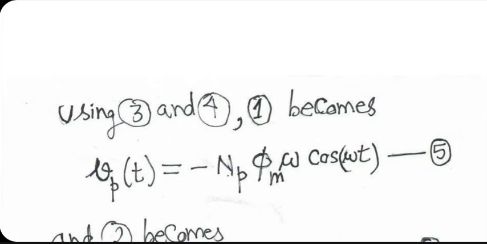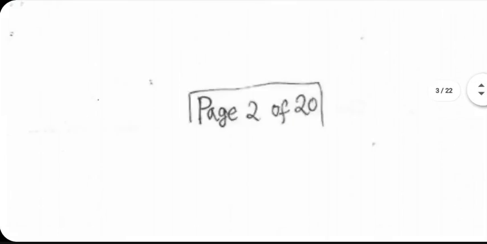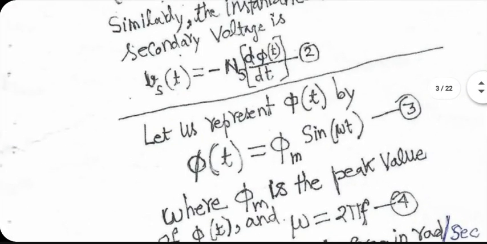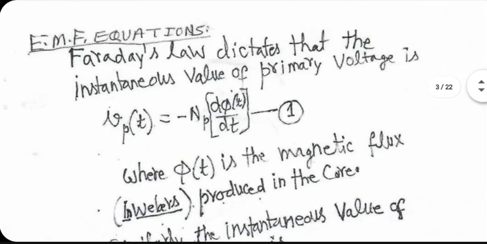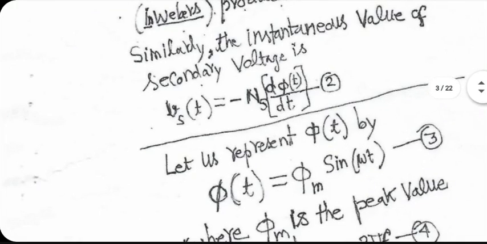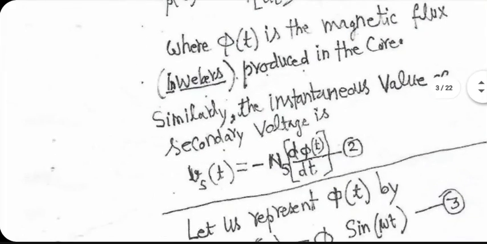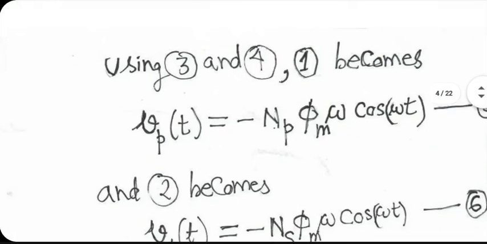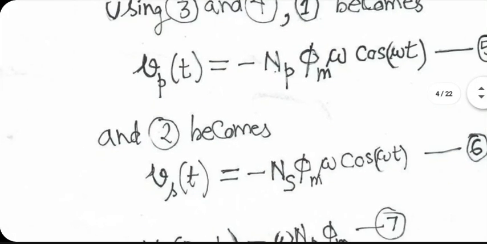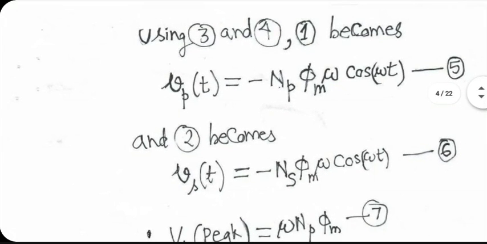This is what I get. d phi by dt will be omega phi m cos omega t. That I'm going to put in equation 1, in fact, even in equation 2, to write the equations for Vp and Vs in terms of time. So this is what I get for Vp, and similarly for Vs I get equation 6.